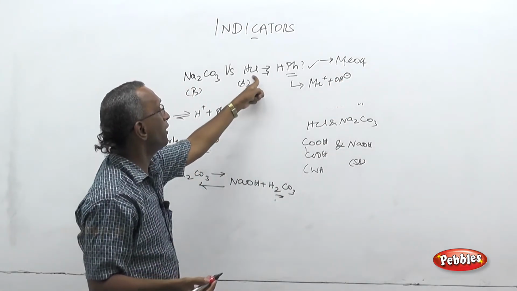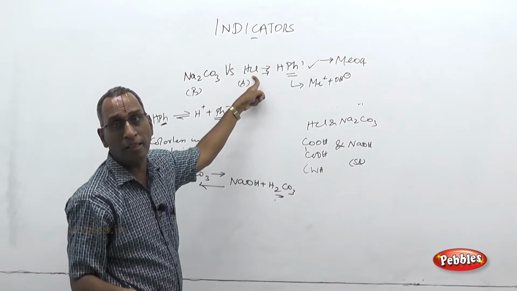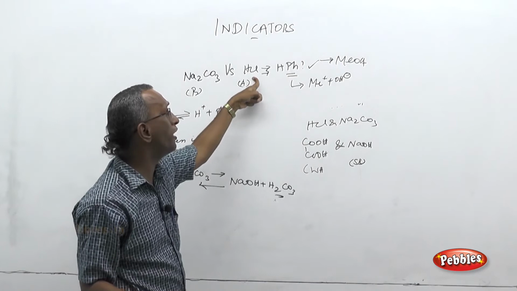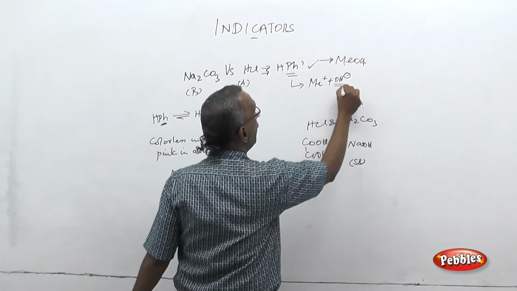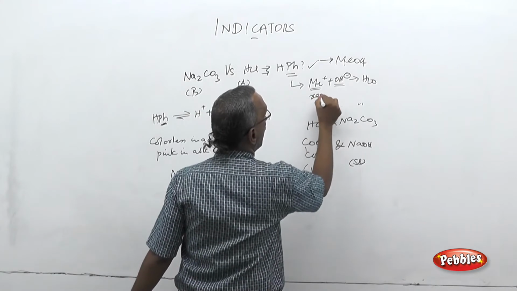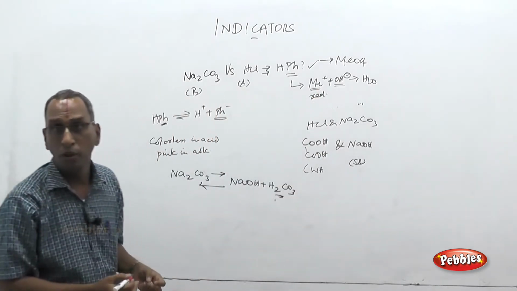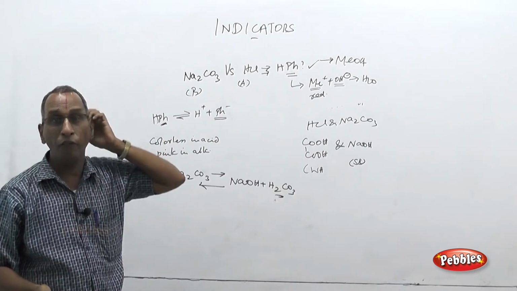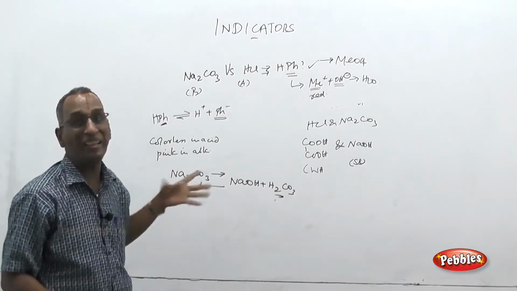Here HCl is strong. In this titration, HCl is strong. Strong means it readily donates protons. Protons combine with hydroxyl ions forming water. Here this red color is observed. So the equilibrium cannot be shifted towards left or right if one of the components is weak.